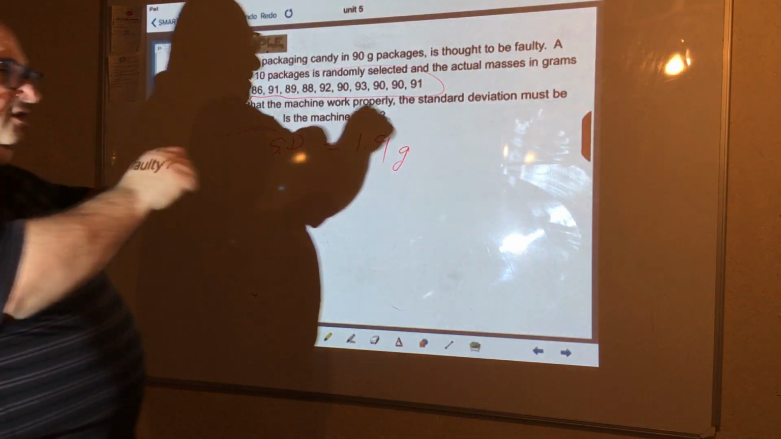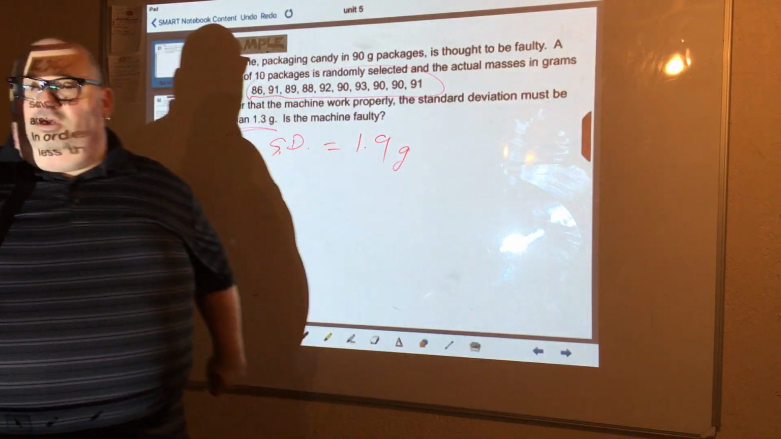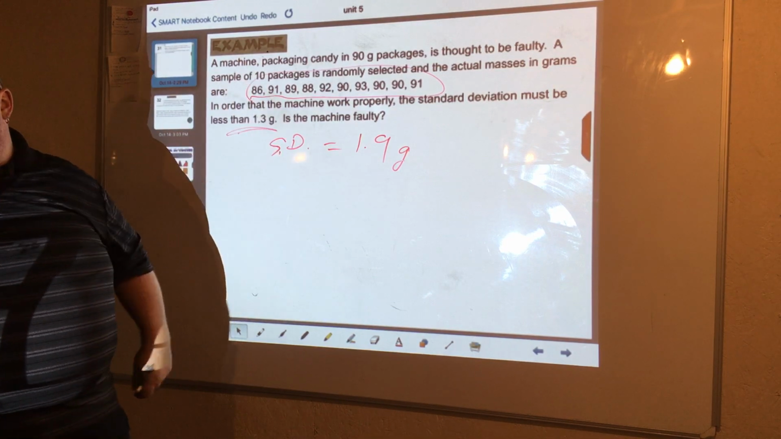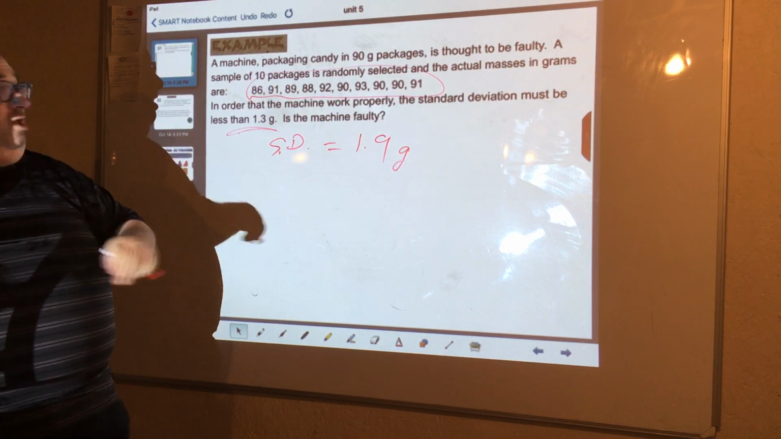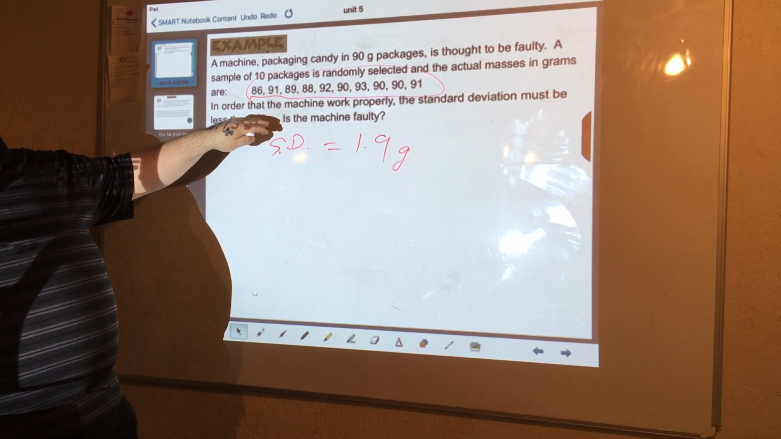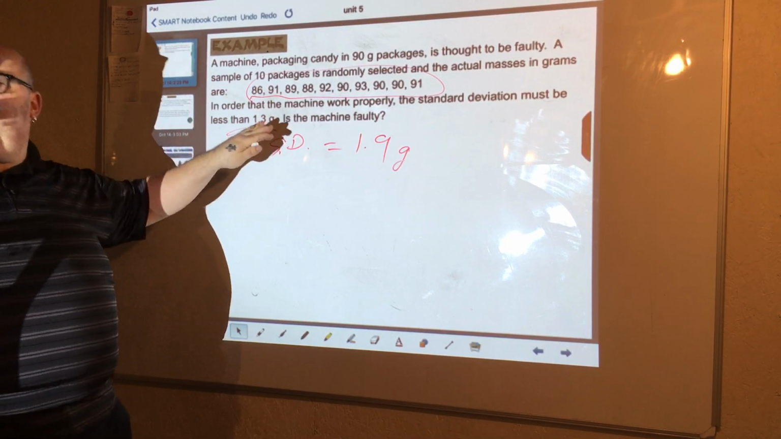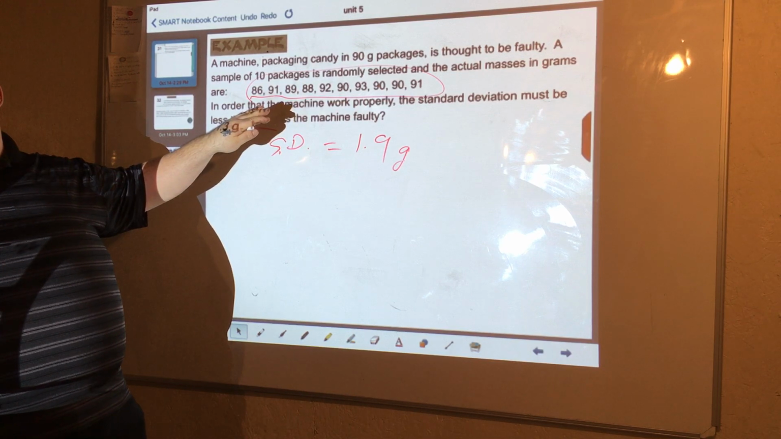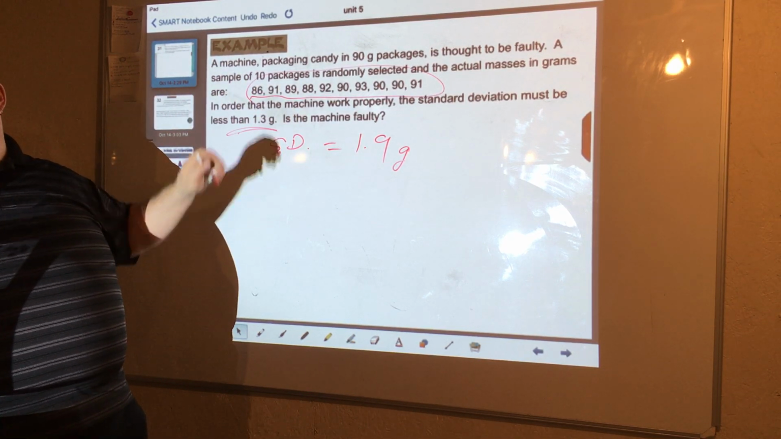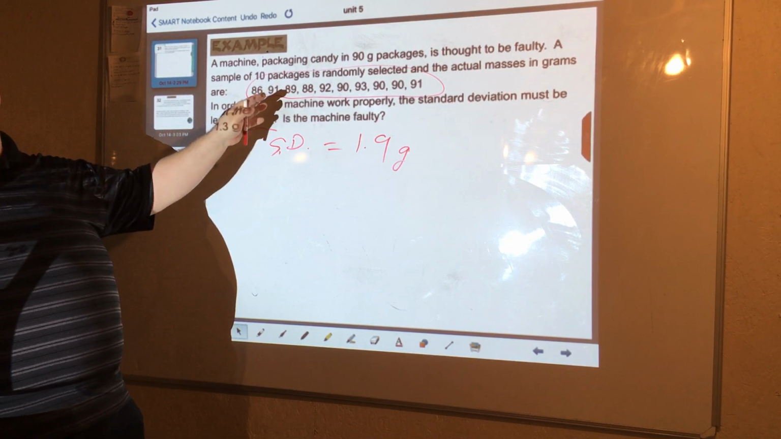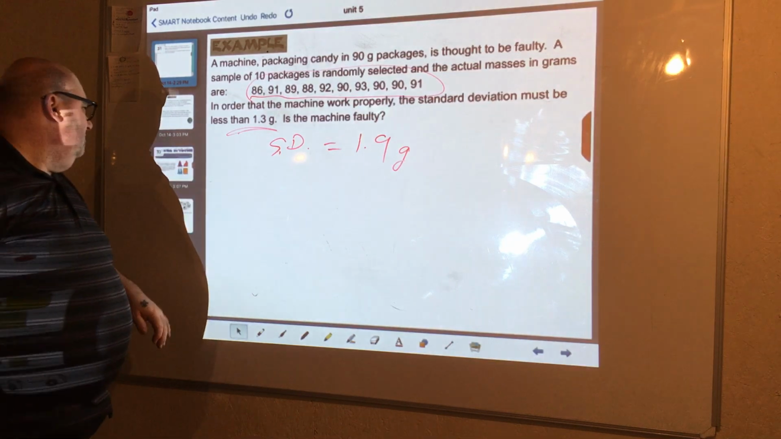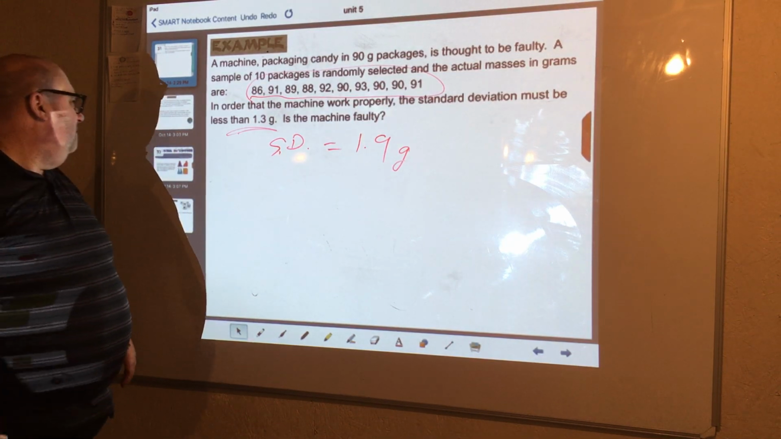So what they have to do is they have to fine tune the machine a little bit. Then they'll make some more candy. They'll randomly pull out another 10 bags, and they'll do this exact same thing again until it's less than 1.3. Right? What if it's exactly 1.3? That's fine. No, it's not fine because it has to be less than 1.3. Otherwise, it would be less than or equal to. All right? Make sense? Yeah. All right.